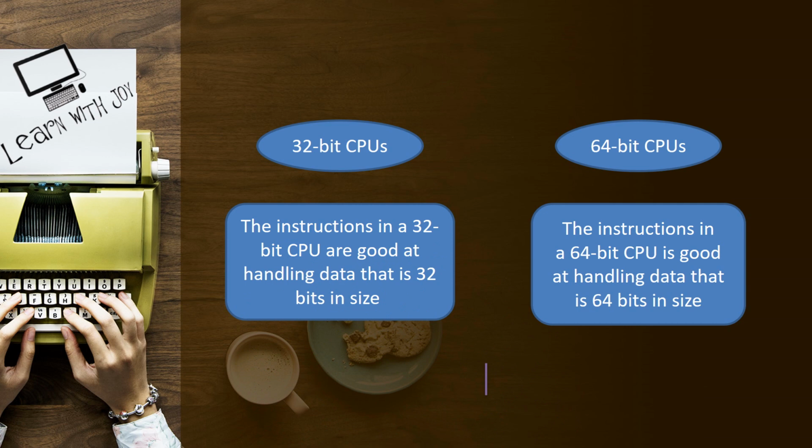There are two main types of CPUs, 32-bit and 64-bit. The instructions in a 32-bit CPU are good at handling data that is 32 bits in size. The instructions in a 64-bit CPU are good at handling data that is 64 bits in size.